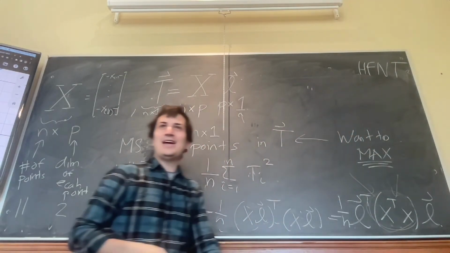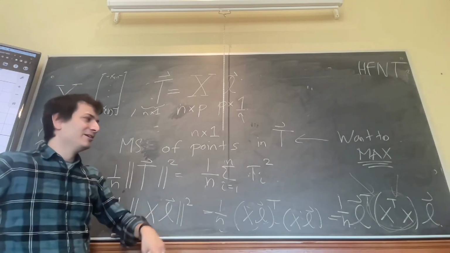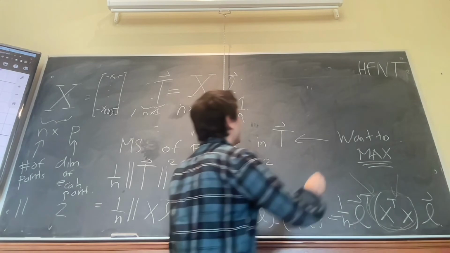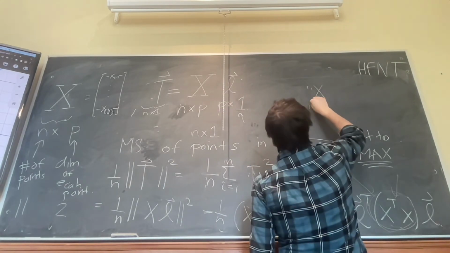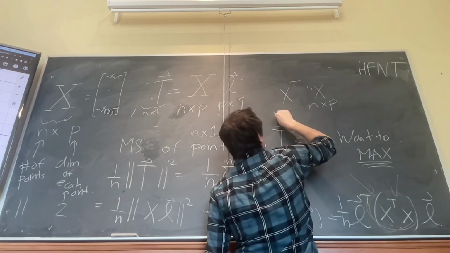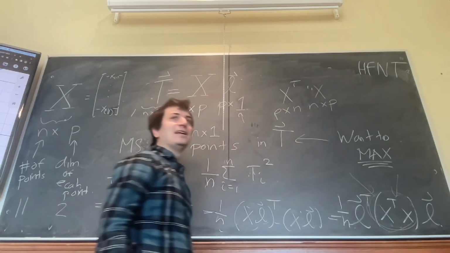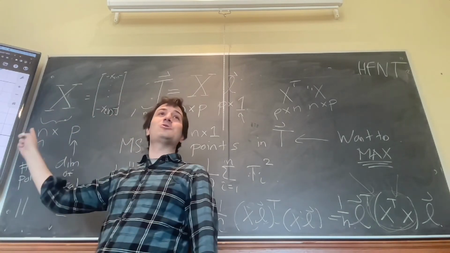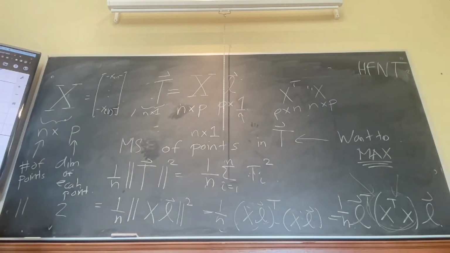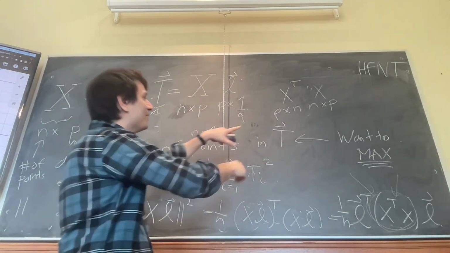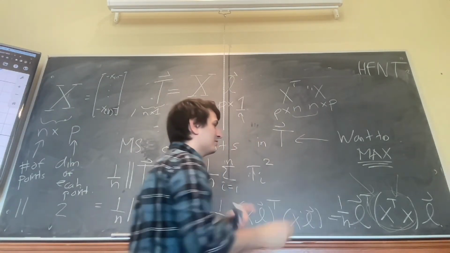This was on the board last week, or maybe earlier this week. Does anyone remember x transpose x? Let's remember, what is x transpose x? So x is an n by p matrix. X transpose is a p by n matrix. And when you multiply them together, you get a p by p matrix. So in this case, it's a 2 by 2 matrix, and it has something to do with summing over all of the n examples.